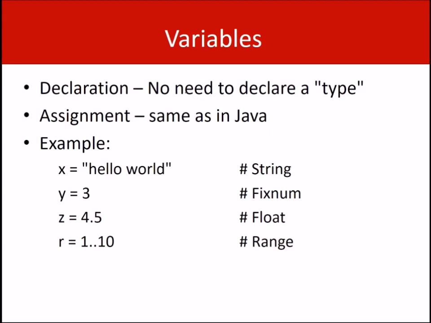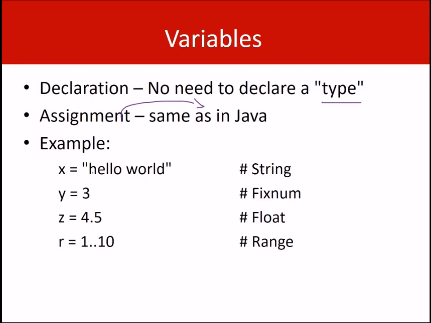About declarations in Ruby, there is no need to declare a type. An assignment is just similar to Java. So those people who are new to Groovy and Ruby, if they are aware of Java, then this is a zero learning curve. If you are aware of Java, there will be no problem for you. So assignment is similar to Java.